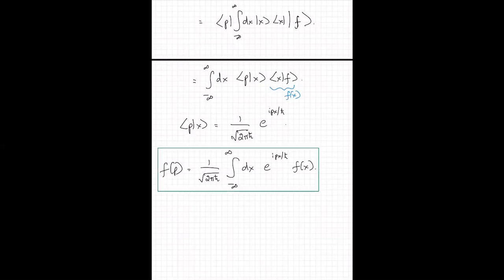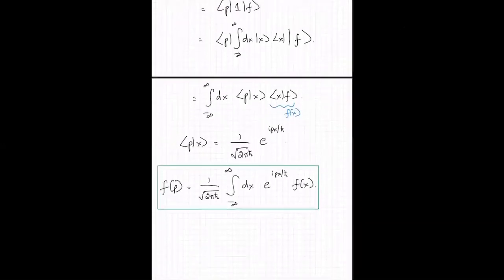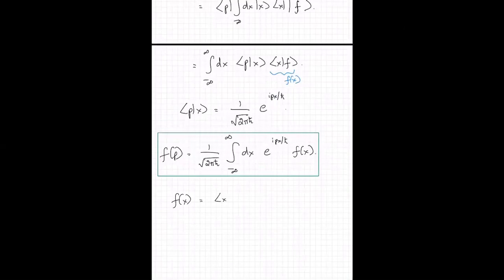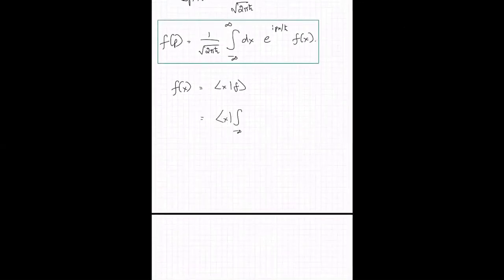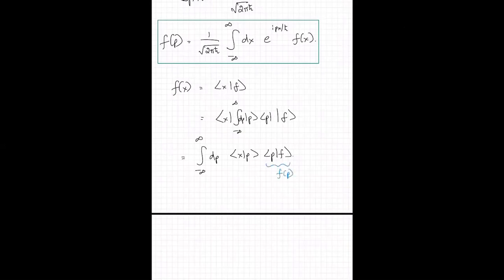Okay. Similarly, if you start with f(x) equals <x|f>, and you insert a complete set of states like this, I can write this as the integral from minus infinity to infinity dp <x|p><p|f>, and if I recognize that this quantity <p|f> is basically f(p), I can write this whole thing as 1 over square root of 2 pi h bar integral from minus infinity to infinity dp e to the minus ipx over h bar f(p).